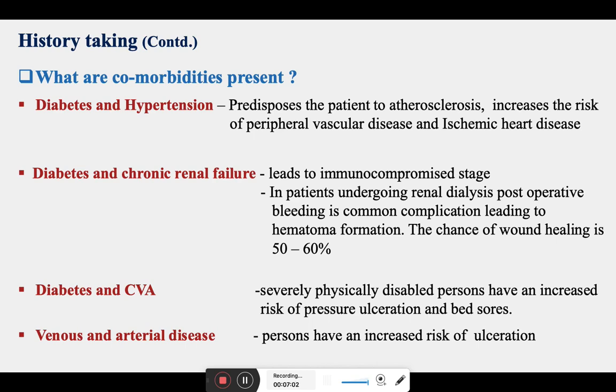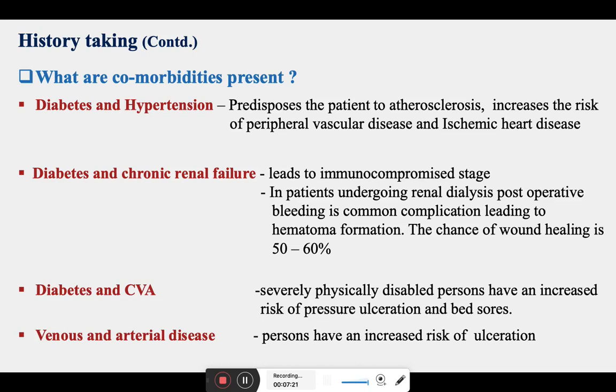In patients who are going for renal dialysis, postoperative bleeding is quite common with subsequent hematoma formation, and the chances of wound healing problems, rather I should put it, are up to 50 to 60%.